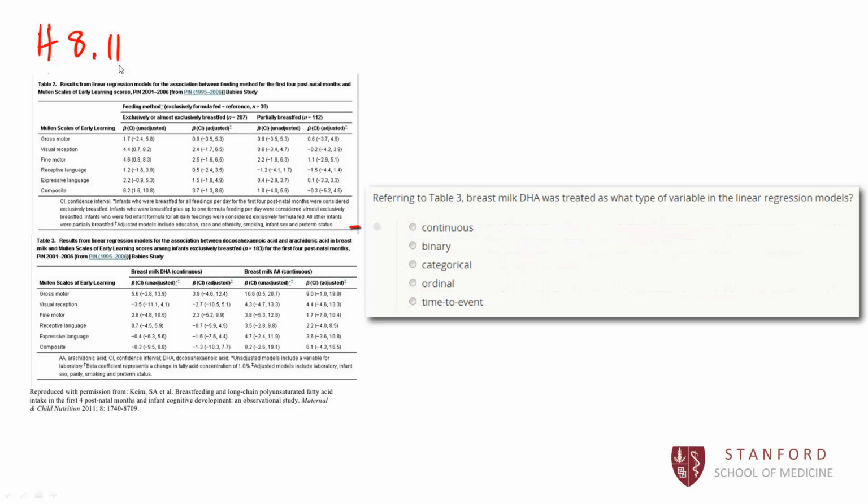The correct answer here is A. Breast milk DHA was treated as a continuous variable. So these beta coefficients represent the change in cognitive score for every 1% increase in DHA. There's actually a clue here in the table, because if you read carefully, you can see it says continuous, and if you read the fine print, it tells you that the units here are per a 1% increase in fatty acid concentration.